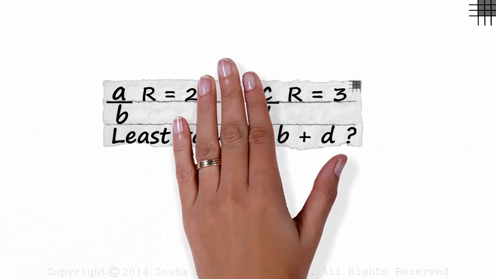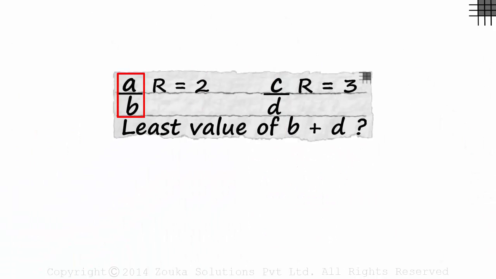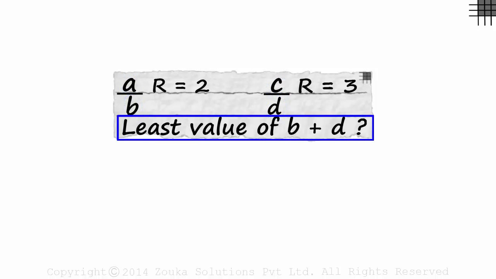Let's try out a question based on this concept. We are given that when A is divided by B, the remainder left is 2. When C is divided by D, the remainder left is 3. Assuming A, B, C and D to be whole numbers, we are asked to find the least value of B plus D.